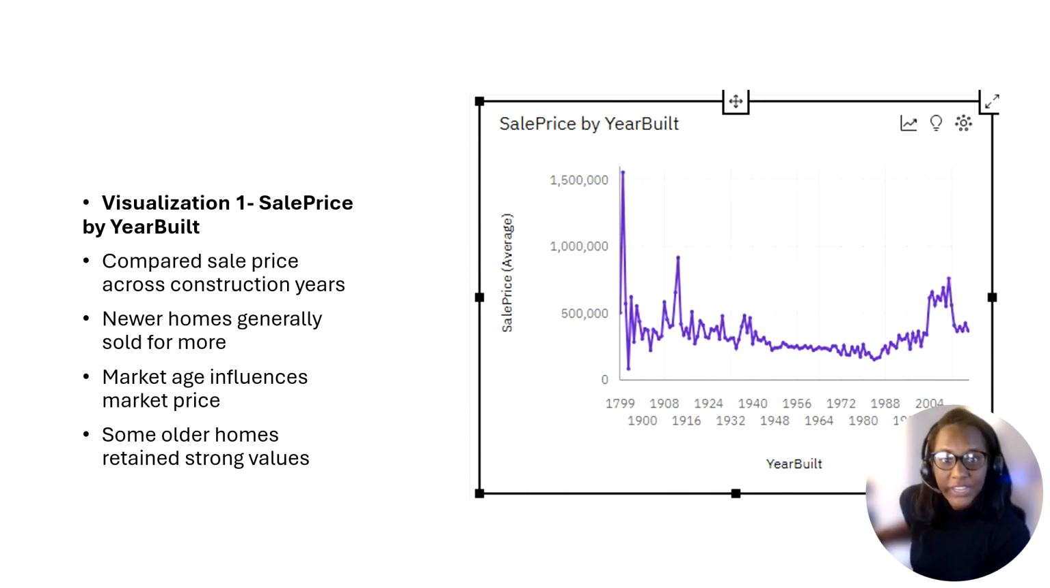On this visualization, the sale price by the year built, the data suggests that newer homes often command higher prices, likely due to updated features and lower maintenance needs. However, some older homes still sold at higher values, indicating that location and condition also play important roles. The main takeaway is that home age influences sale price, with newer homes generally selling at a higher price than older homes.